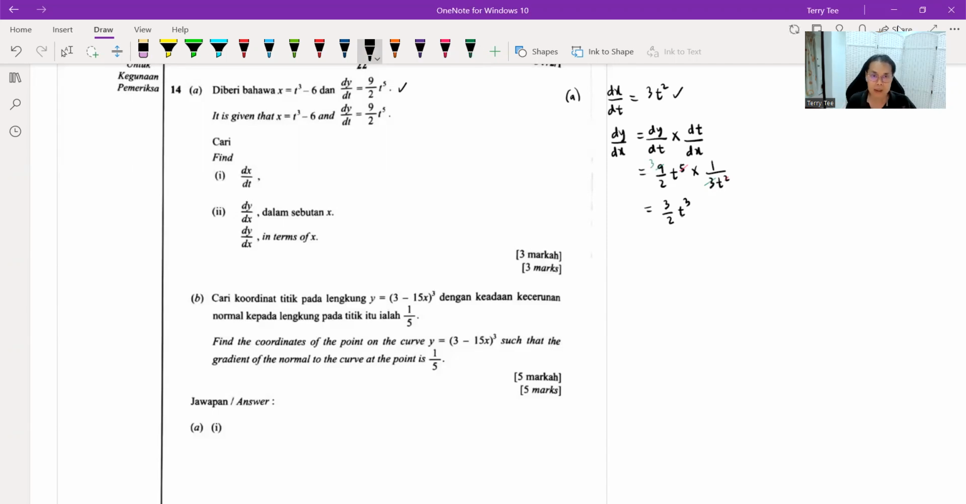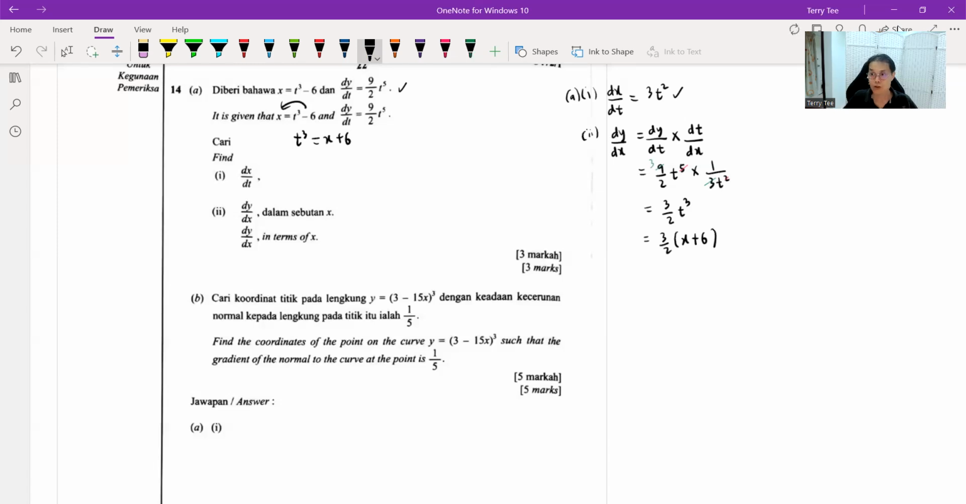All right. But here's the thing. I want to find dy/dx in terms of x. This is Roman 1. This is Roman 2. To find dy/dx in terms of x, I need to get rid of t. Now look at this, your t cubed, if I bring the minus 6 over, I get x plus 6. So I need to take this t cubed and substitute it with x plus 6.